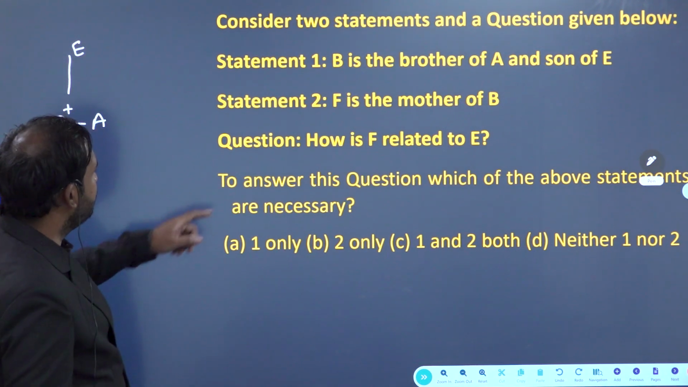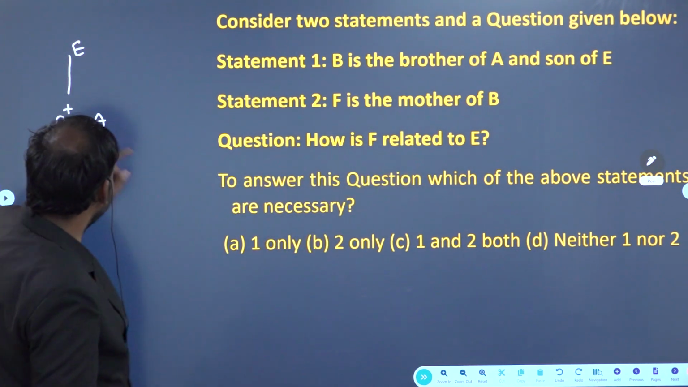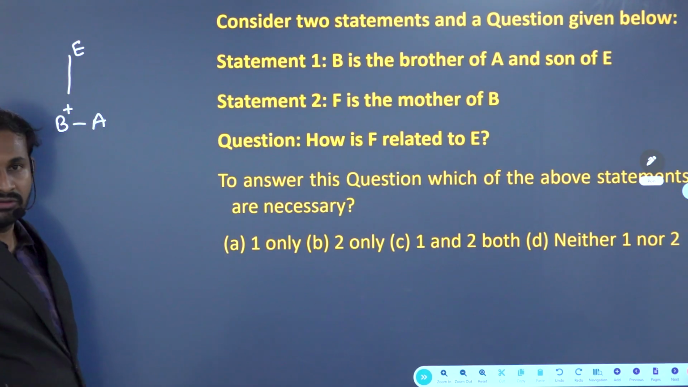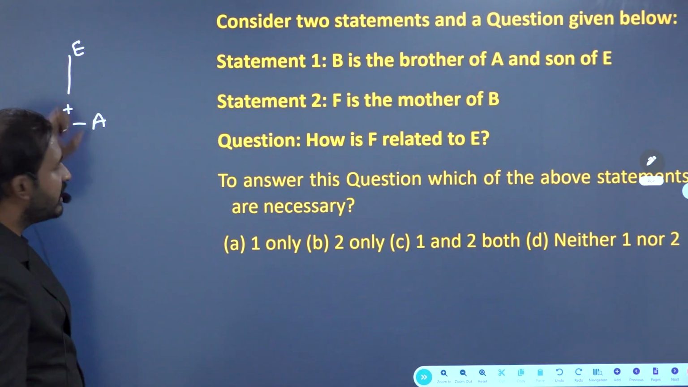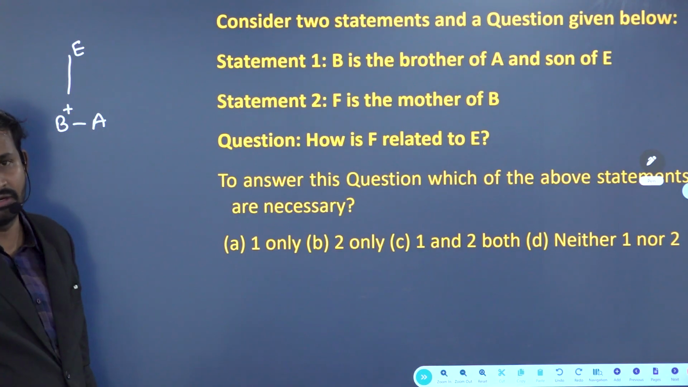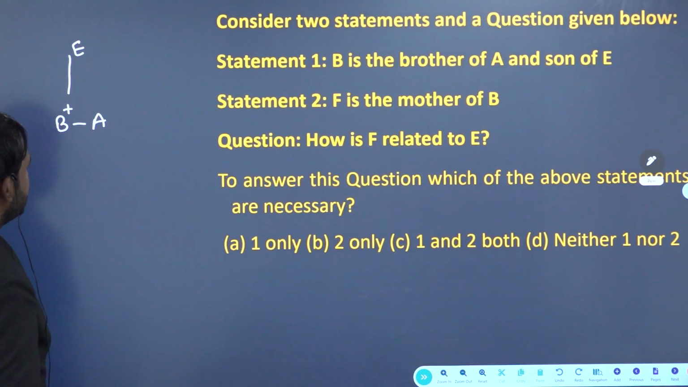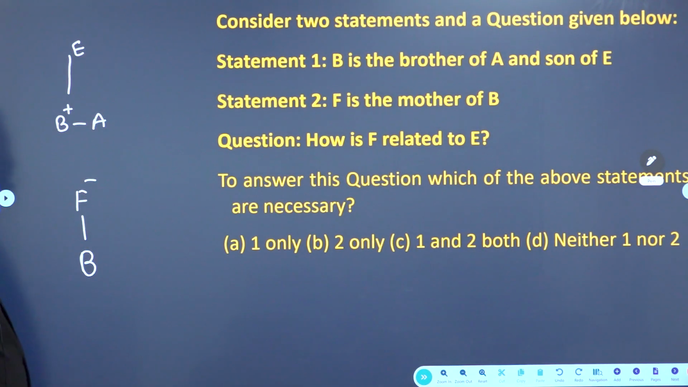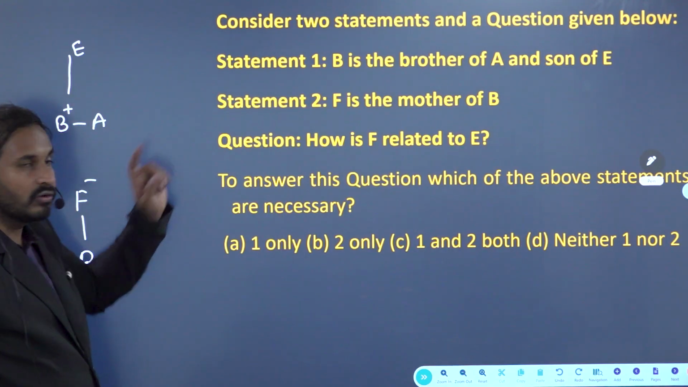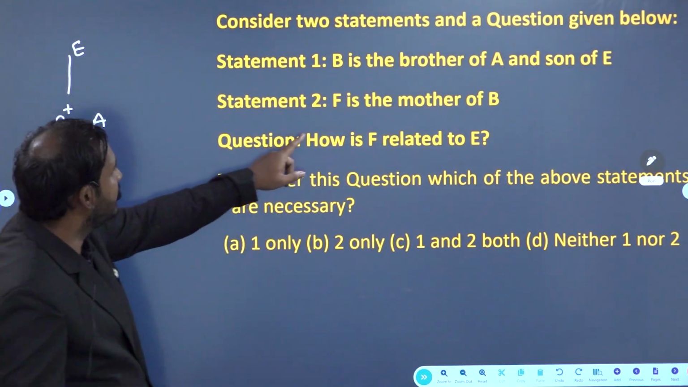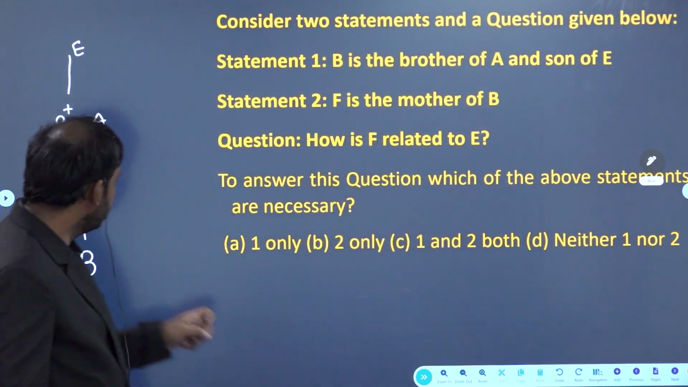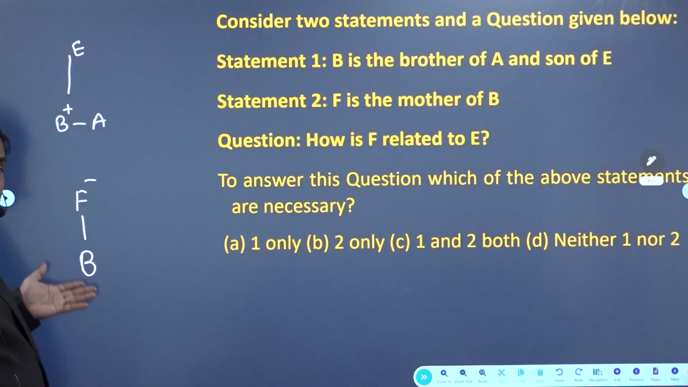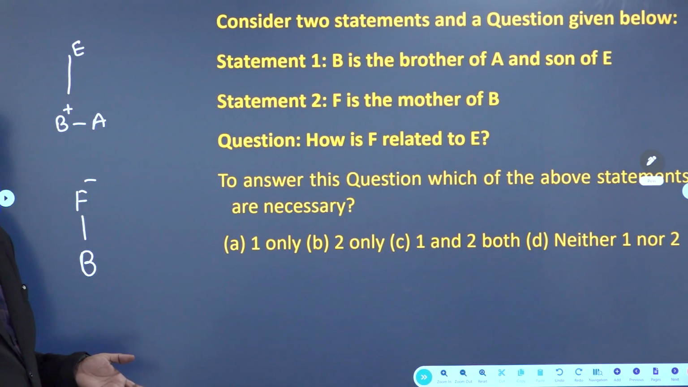Okay, what is my given question? How is F related to E? Is there F in the first statement? No. That means by using statement 1 alone can I tell my answer? No, I cannot tell my answer. Now statement 2. F is the mother of B. By using statement 2 alone, can I tell my answer? How is F related to E? According to statement 2 there is no E. Is it possible for me? No, it is not possible.